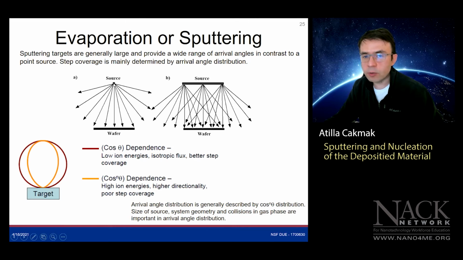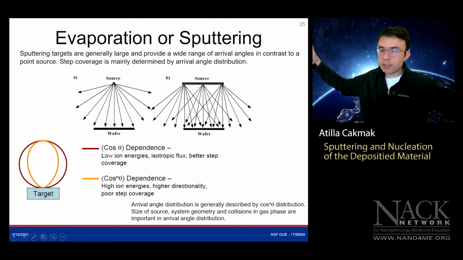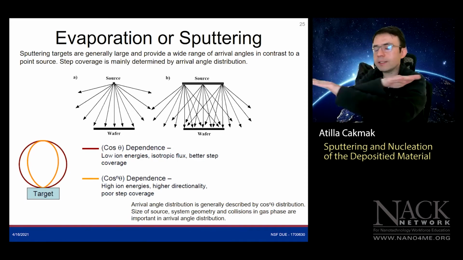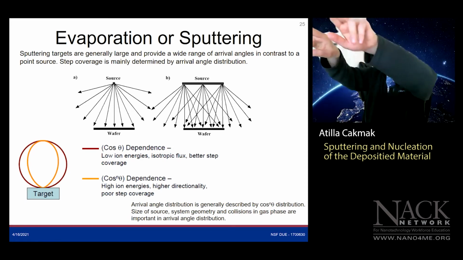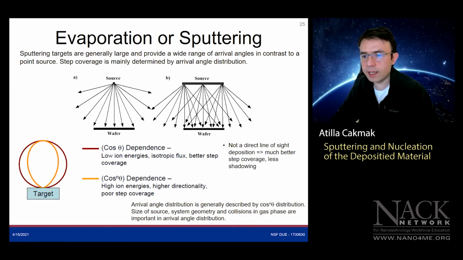But instead of a single source like this in the case of evaporation, we can now utilize a very large source. Our target is very large in the case of sputtering. So that's going to come like emission from all these different point sources. You can think of it that way. And that's going to smooth out all that selectivity with respect to the position, okay? It's going to smooth out that dependence on the angle, so it's not a direct line of sight.